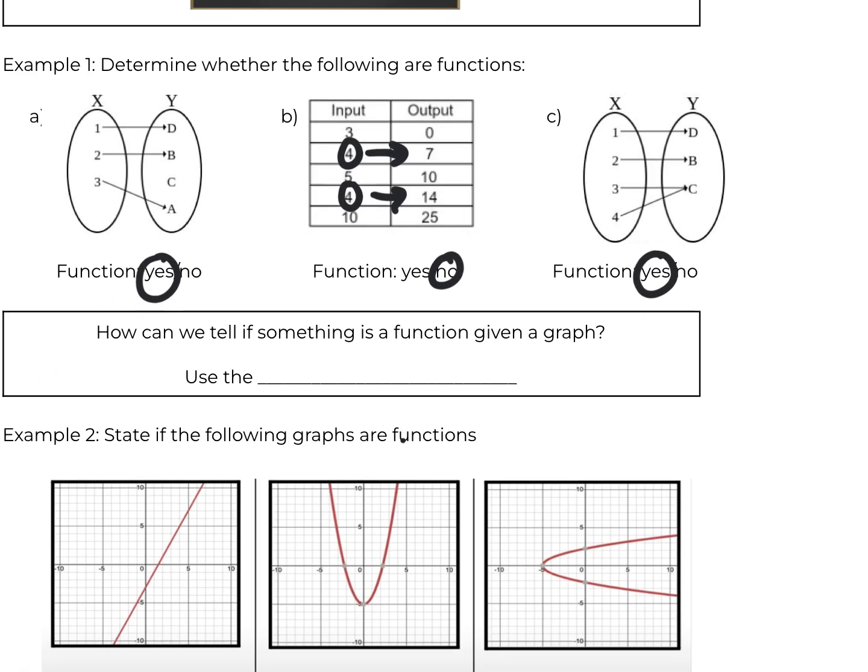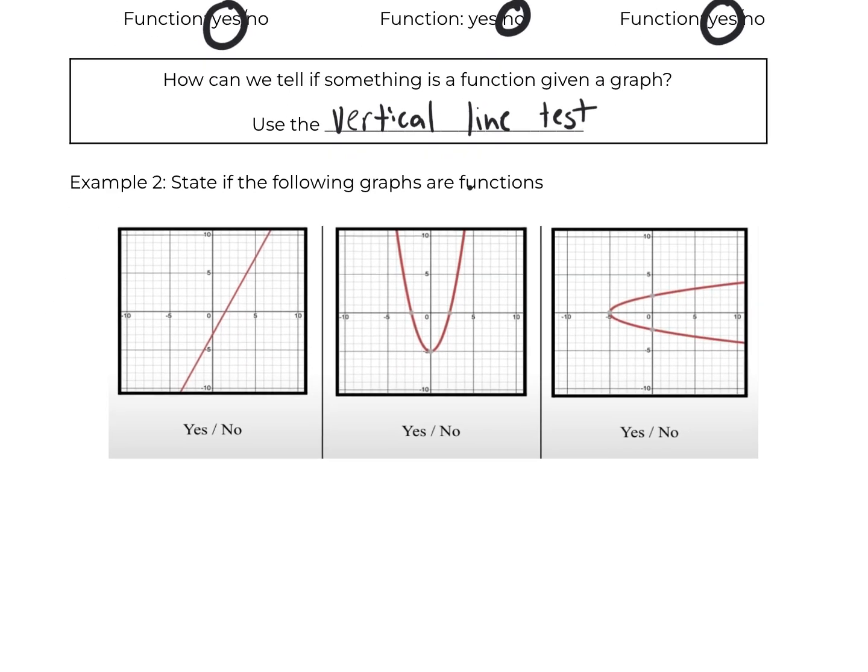Now, when we look at a graph, there's an easy way to tell if something is a function or not, and the simple way to tell that is the vertical line test. So if you look at example 2 here, we're going to determine if the following graphs are functions.